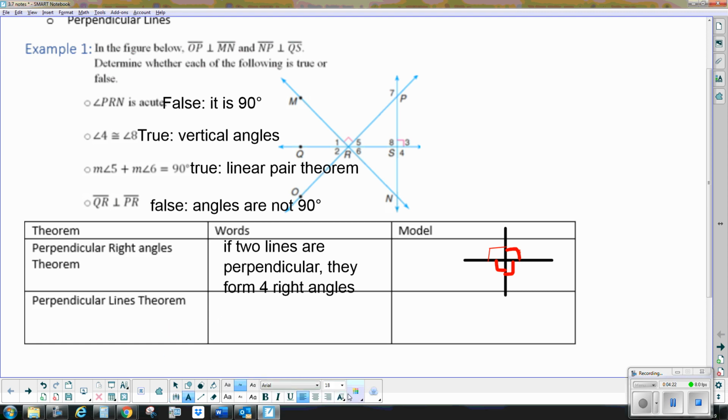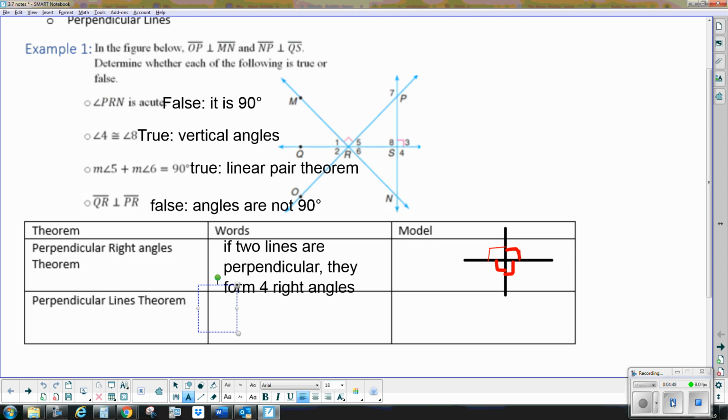And then the next theorem is the perpendicular lines theorem. And the perpendicular lines theorem is a little wordy. It says if a line M is in a plane and T is a point on line M, then there is exactly one line in that plane that's perpendicular to M at point T.